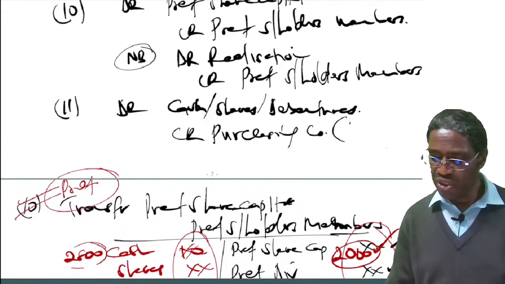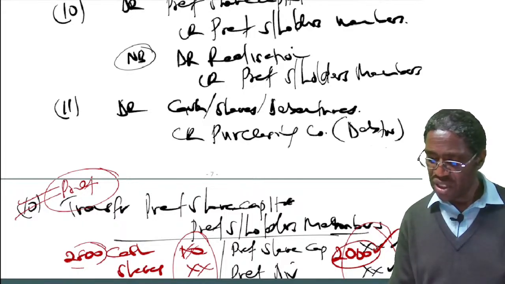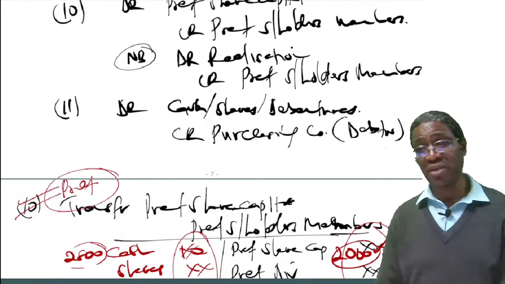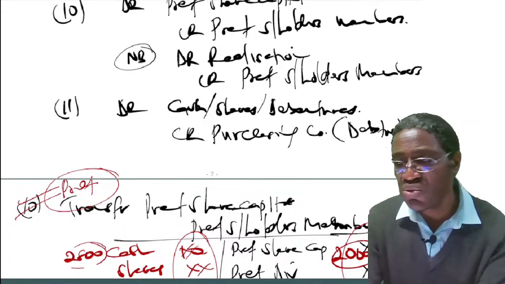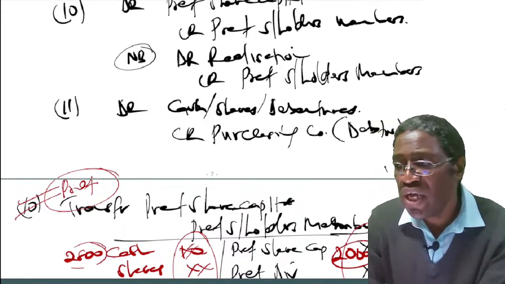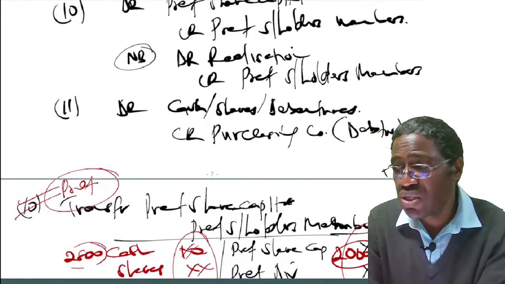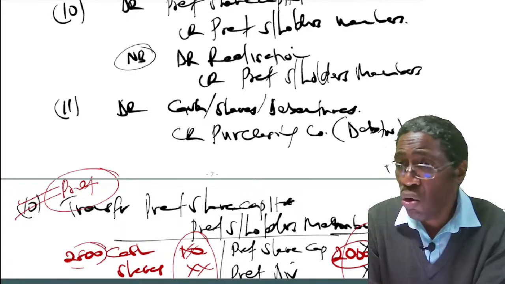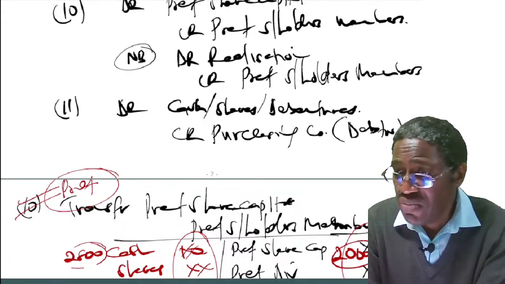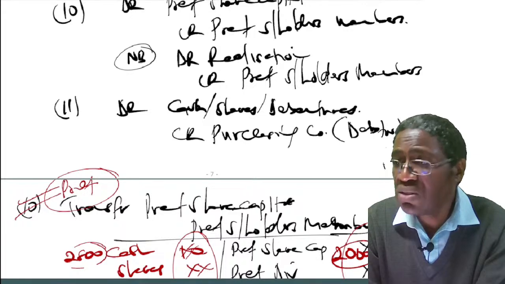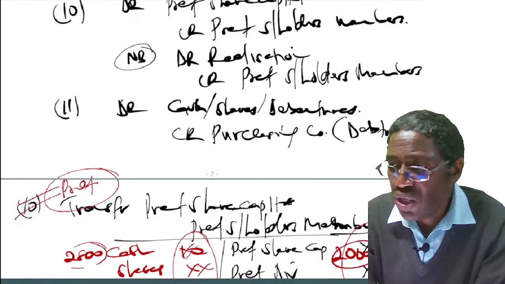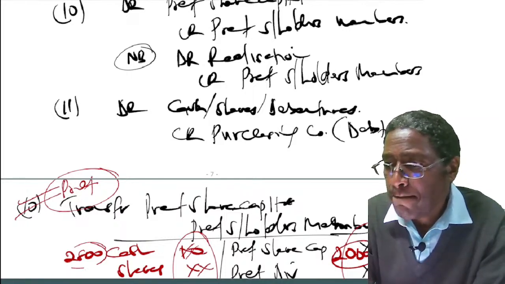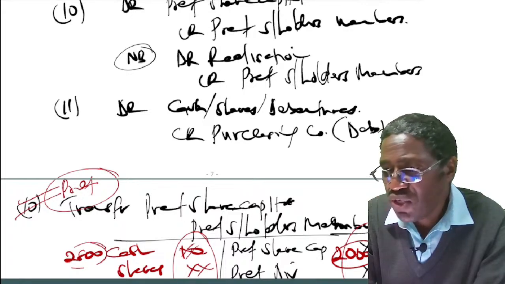Purchasing company, put in bracket data. Remember, now you are receiving from your data, so you credit the data. That's our step number 11, which says with the receipt of the purchase consideration, either in form of cash, shares, or debentures, you debit cash, or shares, or debentures, and you credit the purchasing company. So finish, we go to step 12.